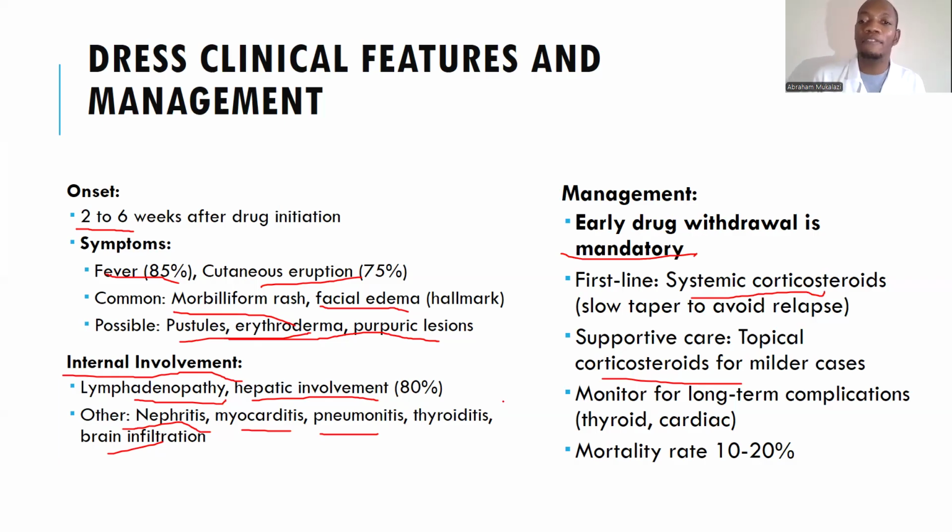So after that, you need to monitor them for long-term complications that can involve the heart and the thyroid gland. So these are patients that you put on a review, and then you have to do cardiac function enzymes, the echo, the ECG, and then you have to also do the thyroid function test to make sure that they don't get this complication. This is a devastating disease with a mortality rate of about 10 to 20%. So you need to be very serious with it when you're managing DRESS.